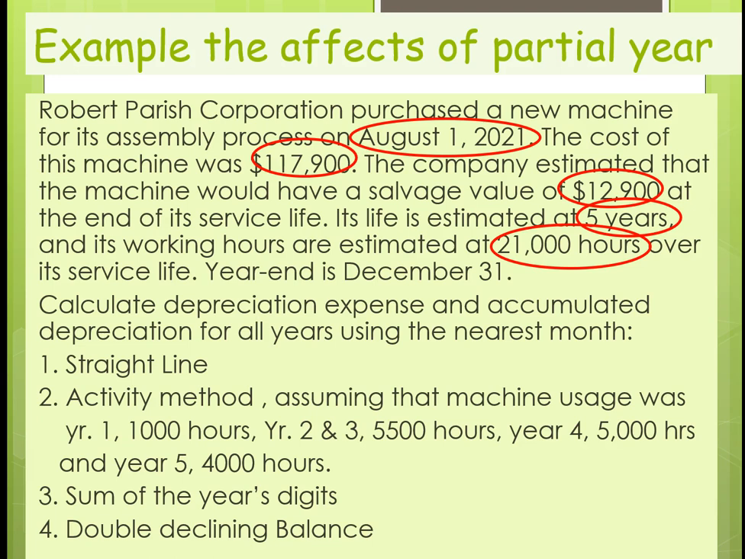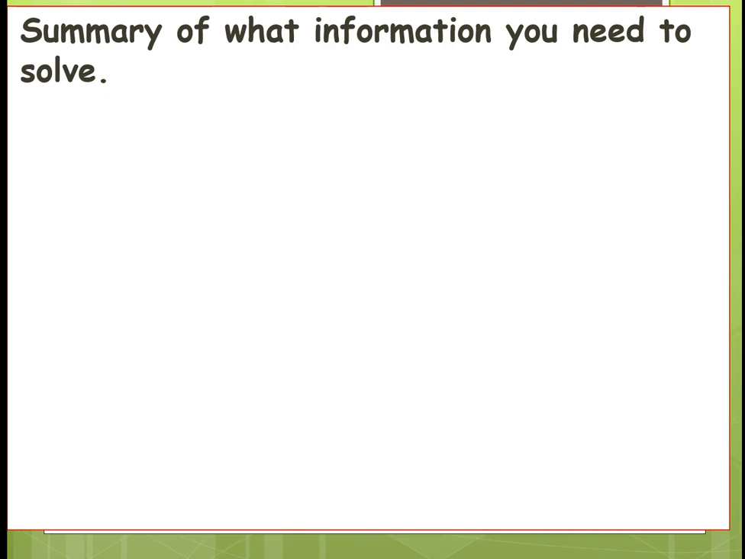Then we have the sum of the year's digits. I don't even know why I discussed this, but it's in your homework, though I don't know anybody that uses that. And then we have double declining balance. Now, sum of the year's digits and double declining balance would be used if you want to write that depreciation off right away. Now, let's look at a summary.